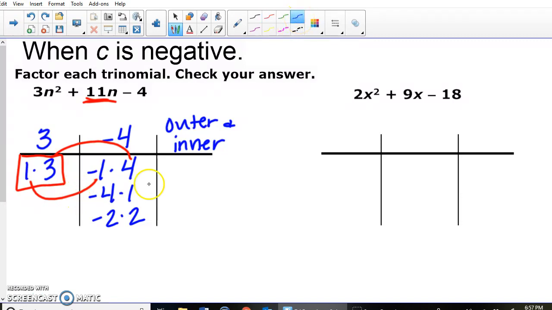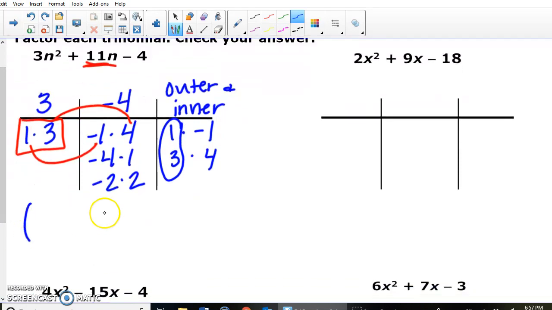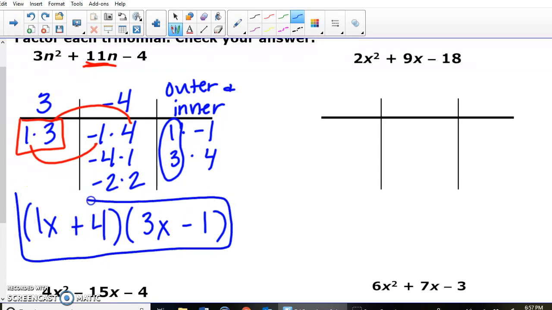So let's list them out with their partners over here then. So I had 1 times -1 and 3 times 4. I want to make sure that my factors of 3 go first. So when I go to write out my binomial then, I need to make sure my 1x and my 3x are first. And then my outside terms are going to be 1 and -1. So here's my 1, here's my -1 on the outer then. And then my inside terms are 3 and +4. So here's what my final answer would look like then.